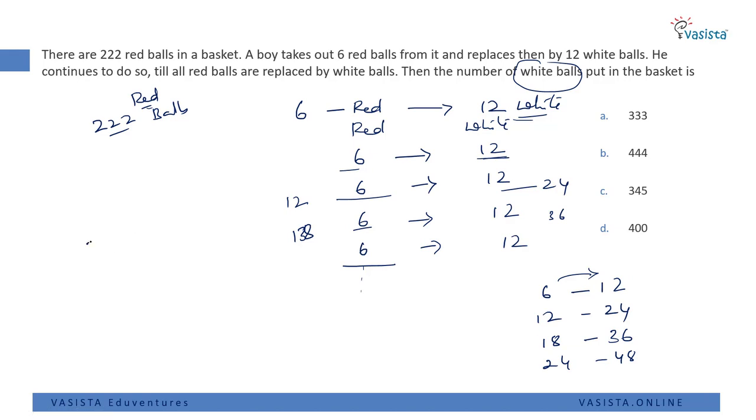Now how many red balls are there? It is 222 red balls. It is doubling, just multiplied by 2. 2 2s are 4, 4 and 4. The answer here is 444. Option B is the right one.